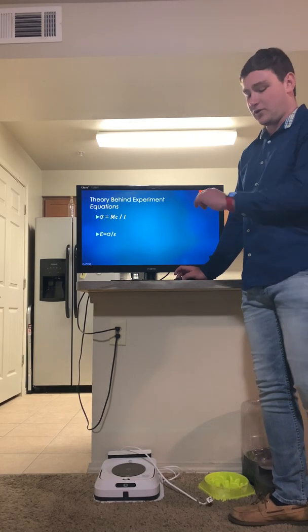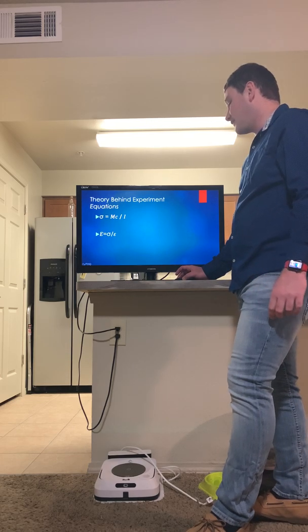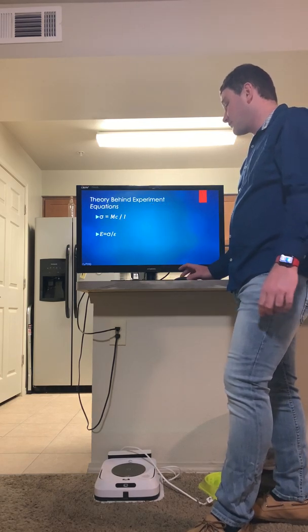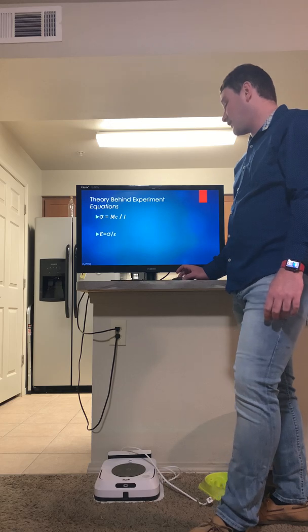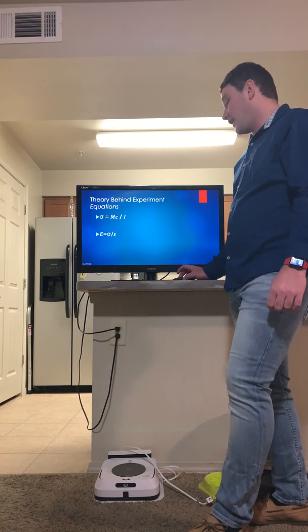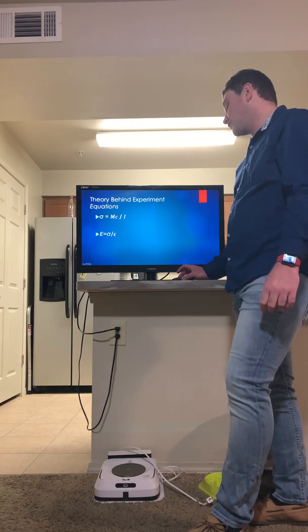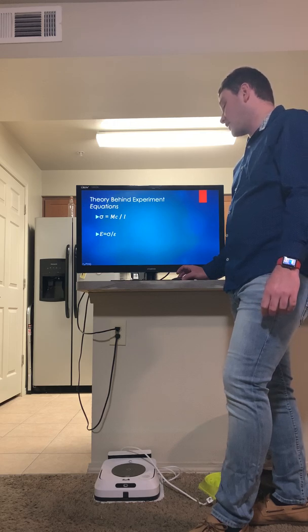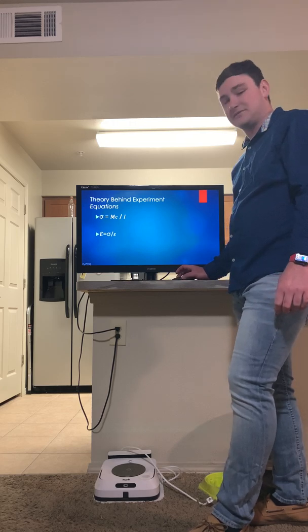And then these are those equations that I was talking about. So we have this equation, which is sigma equals Mc over the moment of inertia, and then Young's modulus is equal to the stress divided by the strain, little e.